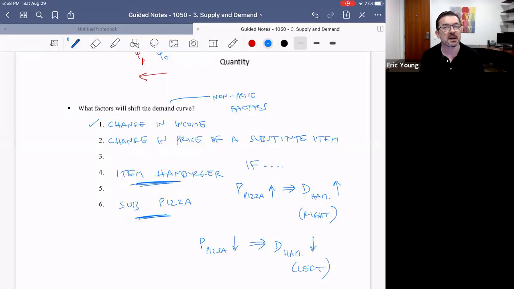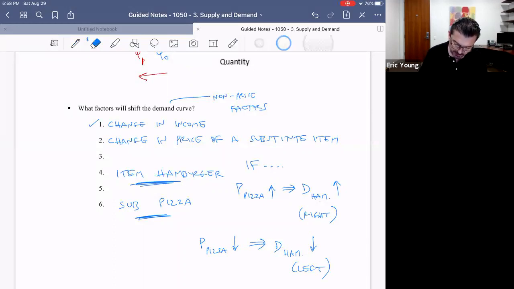So that's our second non-price shifter, a change in the price of a substitute. Remember, the item that we were analyzing had no price change. There was a price change to another good, and that's what caused you to change your behavior toward, in this case, the original item, hamburger, okay?